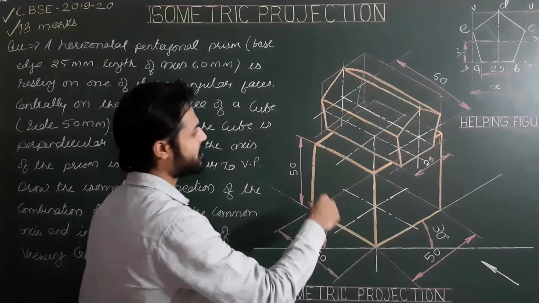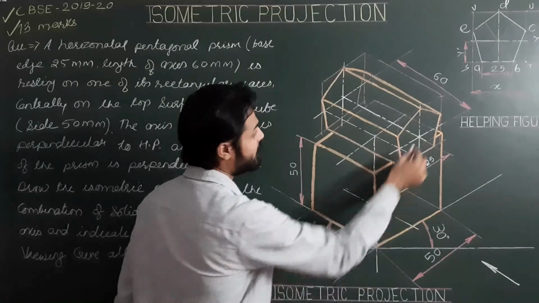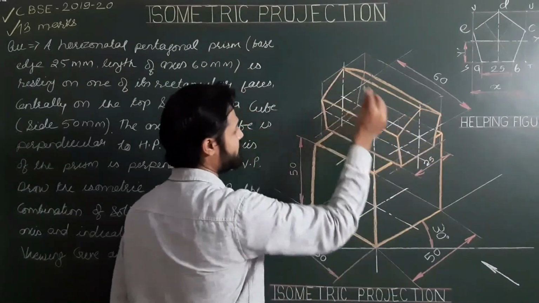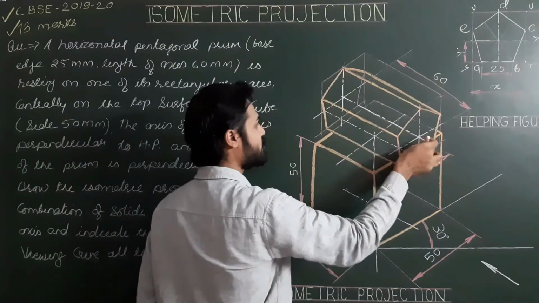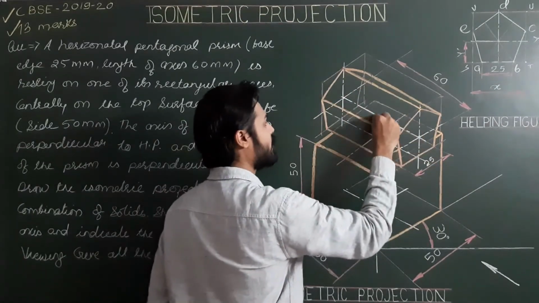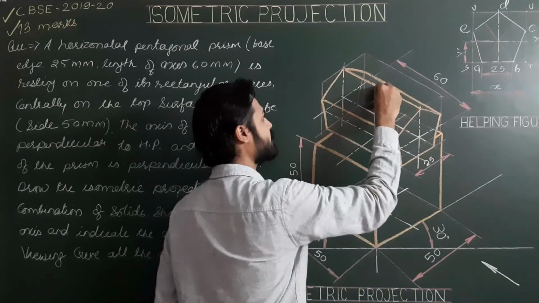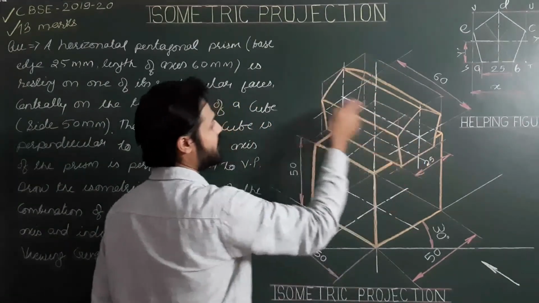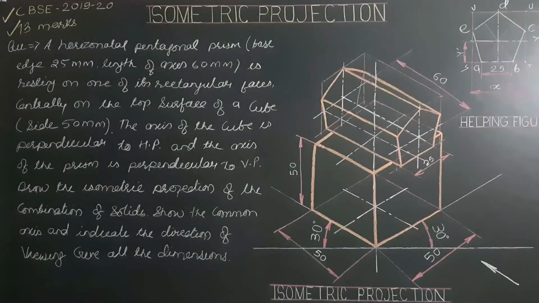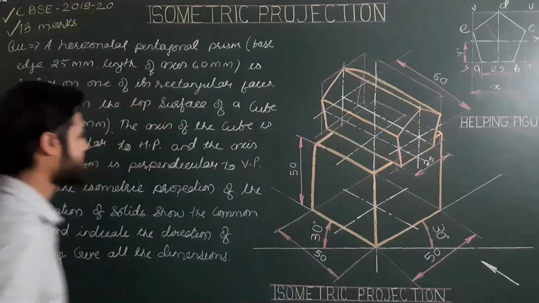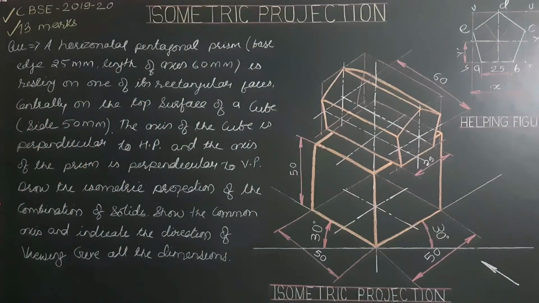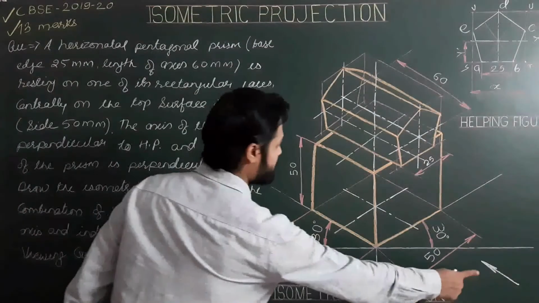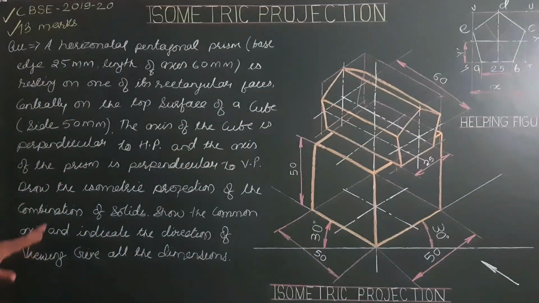Here, common axis means this is the axis of the cube and this is the axis of the prism. So these are two axes. If we extend this horizontal axis, these are two axes: the axis of the first solid and the axis of the second solid. Common axis just means these two axes are intersecting axes, and we indicate the direction of viewing or observation, and give our dimensions. Yes, done.